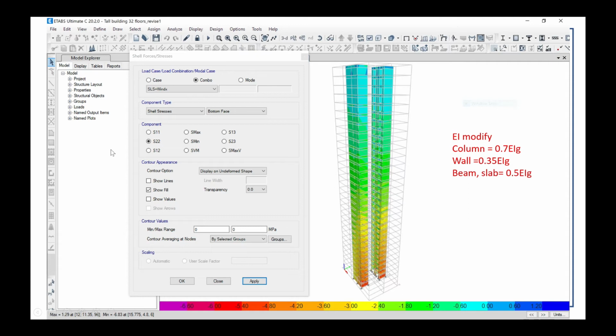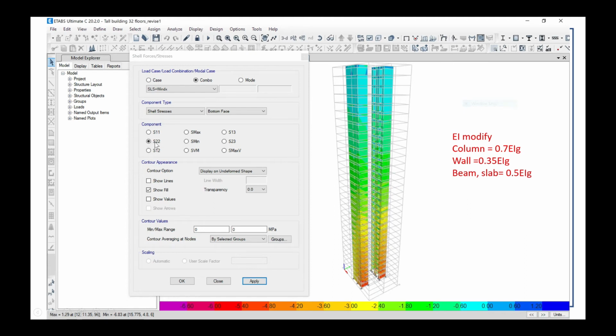appear, then this wall or flexural member is uncracked. When you verify the tensile stress in the flexural member and the tensile stress does not appear, this flexural member is uncracked. Okay, it is uncracked. Now let's check.